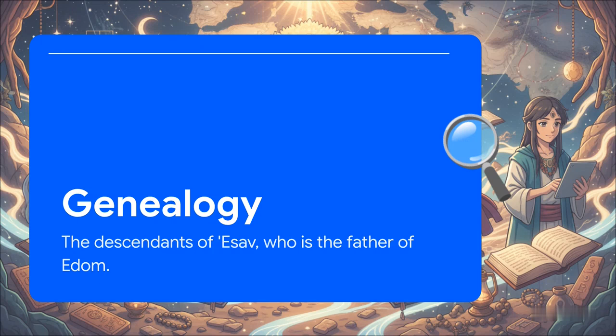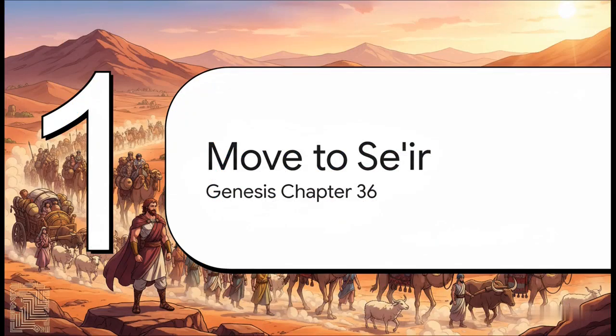In ancient texts, when they list someone's family history, it's called the genealogy. Think of it as a massive family tree adventure, showing how one small family can multiply and grow into a giant, sprawling nation. And let me tell you, Esau's family tree is about to grow incredibly fast. Section 1. Esau's Epic Giant Move, exploring Genesis chapter 36.